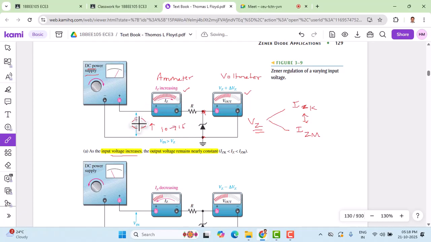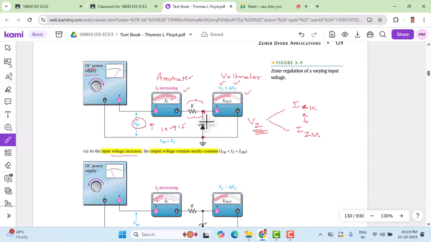That means Vin and IZ are increasing linearly, and those changes can be seen through the resistor. If you consider the voltage drop across it, we can see a corresponding change as the input voltage changes. But the advantage here is that we have connected a Zener diode in parallel, which maintains a constant voltage irrespective of the increase in input voltage, which causes an increase in current. The change in the voltage across its terminals is very small, VZ plus delta VZ, where VZ is the breakdown voltage of the Zener diode.